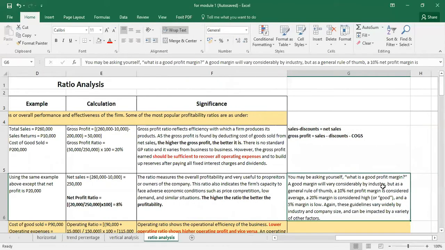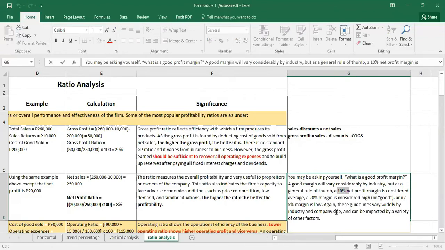So, ano nga ba? Pag tinanong, you may be asking yourself, what is a good profit margin? So, a good profit margin will vary considerably by industry. Nag-iiba-iba yan sa industry. But as a general rule of thumb, a 10% net profit margin is considered average. So, 20% is considered high or good, and a 5% margin is considered as a low profit margin.